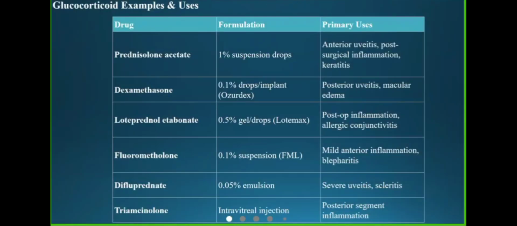These are some of the drugs commonly used in ophthalmological conditions. For example, prednisolone acetate, which is used for post-surgical inflammation and keratitis. Dexamethasone, which is also useful for macular edema. Then fluorometholone, which is used in mild anterior inflammation. So these are some of the drugs used in ophthalmological conditions.